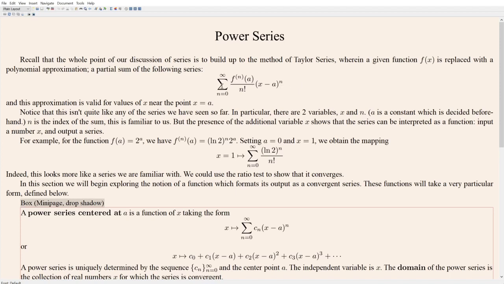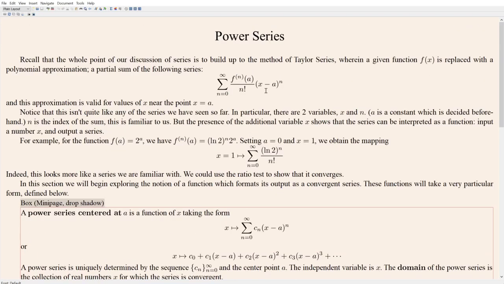Now, clearly this is a series, so our study of series up to this point is at least justified in that regard. But this isn't quite a series like we've seen before. Notice that this guy has 2 variables in it. It has n. Well, okay, n is the index of the sum, so that's no surprise. It has a. Okay, well, a is a constant that's decided beforehand, so that's not really a variable. But then it also has this x. So x, in this case, is in fact another variable.